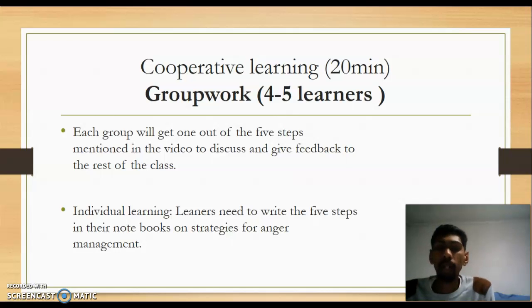Right, cooperative learning, which will take us about 20 minutes. This will be done in group work of about 4 to 5 learners per group. Each group will get one out of the 5 steps mentioned in the video to discuss and give feedback to the rest of the class. There will also be individual learning. Learners need to write the 5 steps in a notebook on strategies for anger management.